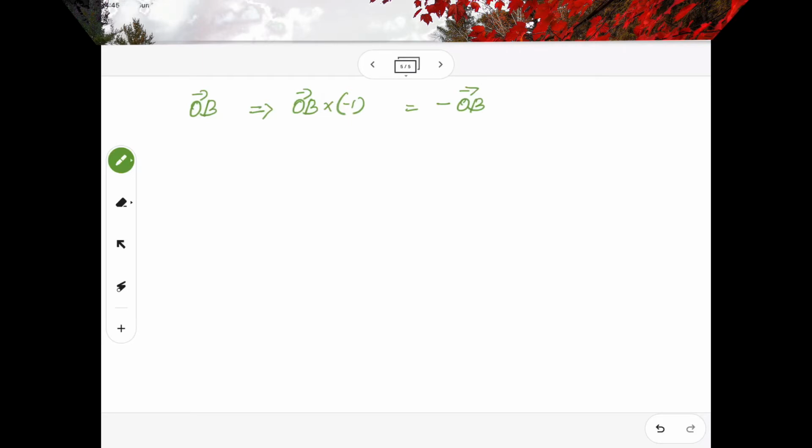For example, if this is OB, and OB has a length of 5 centimeter, then minus OB will be like this, minus OB. The magnitude will be the same, 5 centimeter, but the direction has changed because the multiplier's magnitude is 1 only. So the only quantity which is going to change is its direction.